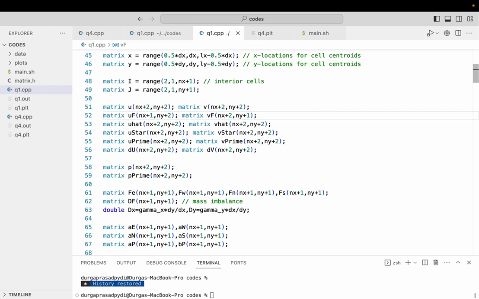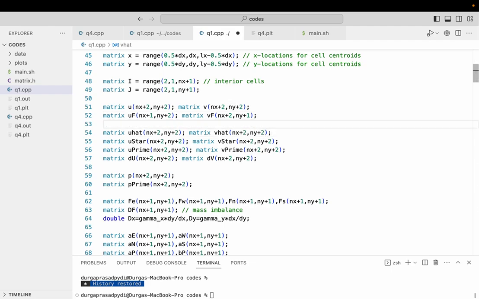u hat, v hat are, if you recollect from your class lectures, basically u hat is sigma a_nb times u_nb plus b by a_P. So this is your u hat. Similarly your v hat. Here a_nb and u_nb are your cell coefficients calculated by discretizing the momentum equation for that particular cell, not the ones that we were doing in the staggered grid.